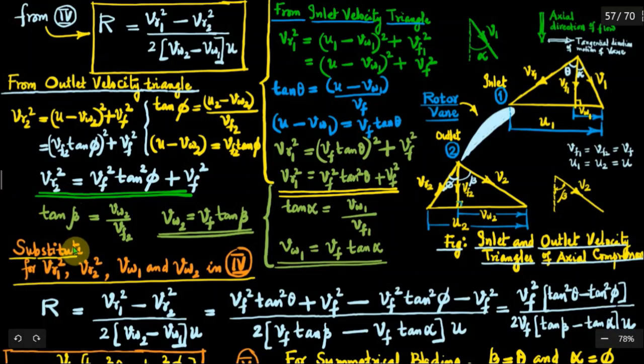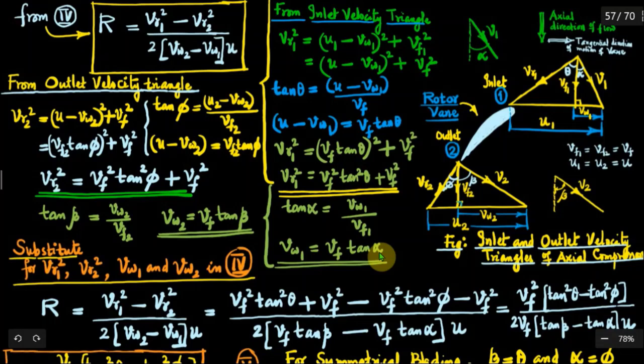Now, consider Vw2 and Vw1. They also need to be replaced. So, how do you do that? From the inlet velocity triangle, you take tan alpha. Alpha is the guide vane angle at inlet. Tan alpha is equal to opposite side Vw1 by adjacent side Vf1. So, Vw1 is Vf1 tan alpha. Vf1 is in fact Vf itself, so you can avoid the suffix. So, Vw1 is Vf tan alpha.